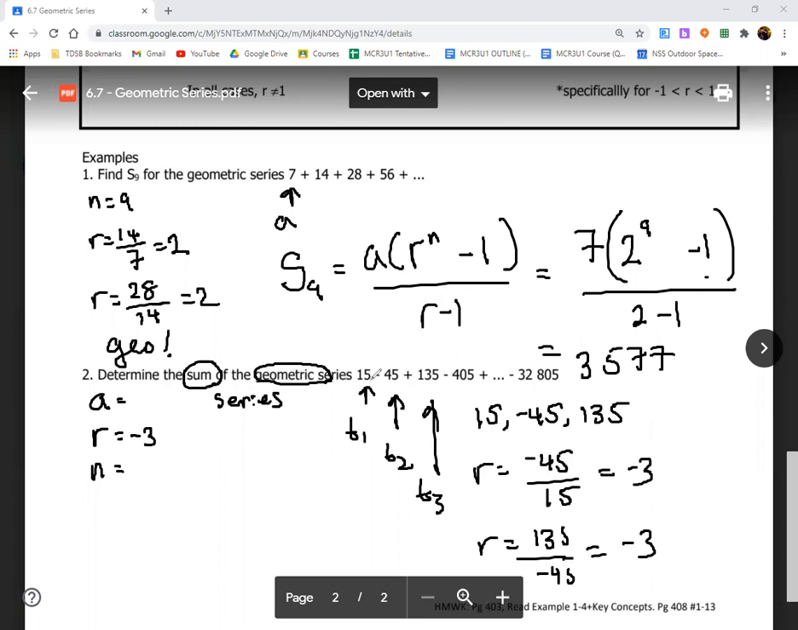A, the common letter for the first term, that's 15. And I do not know what n is. But if I do, I can just plug it into the equation and I'm done. So how about we find out? And erase all this because we don't need it.